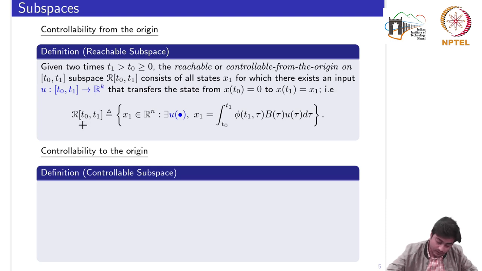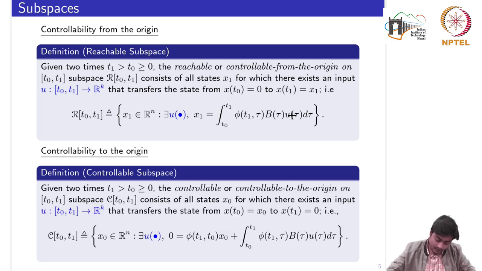So this is how we define the reachable subspace R t0 comma t1, which contains all x1 which belong to the n dimensional space, such that there exists u which follows this equation. Okay, so this x1 and u pair should satisfy this equation.